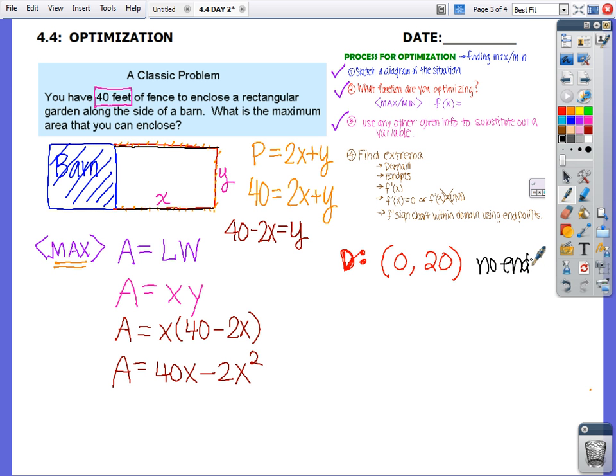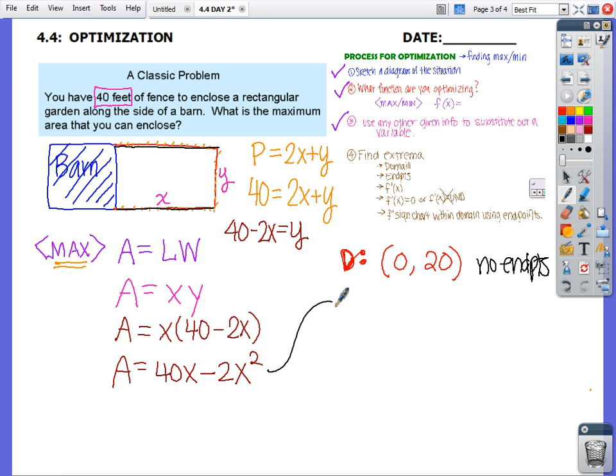That's really all I want you to figure out. You figure out the domain every time, like I said, you're looking to see if the domain causes endpoints. So in this case, we don't have endpoints. That's what we're trying to make sure we understand.